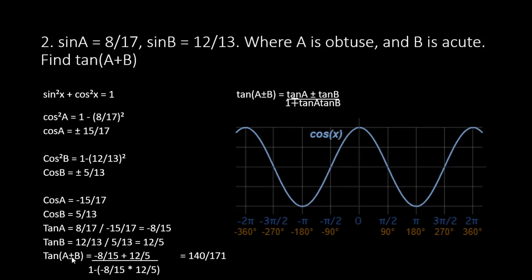It should just be plus. This shouldn't be a minus. It's a mistake I just found. But because it's plus, this is a plus here, so we put a plus in here. So we have tan A, tan B, and you just put our numbers in, multiply them, and then we get 140 divided by 171.